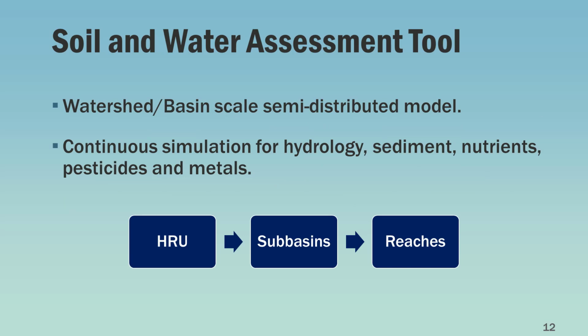A little bit about the Soil and Water Assessment Tool, or SWAT. It is a watershed to basin scale semi-distributed model. SWAT allows for continuous simulation, generally daily, for hydrology, sediment, nutrients, pesticides, and metals. The basic structure of a SWAT model is shown in this schematic. Hydrologic response units, or HRUs, are the smallest physical entities in a SWAT model for which all land phase hydrology and water quality processes are simulated. HRUs are areas of unique combinations of land use, soils, and slope in a subbasin. Many HRUs constitute a subbasin. Simulated loads are aggregated at the subbasin level by HRU and subsequently routed through the reach network. In-stream processes are simulated in the reaches.